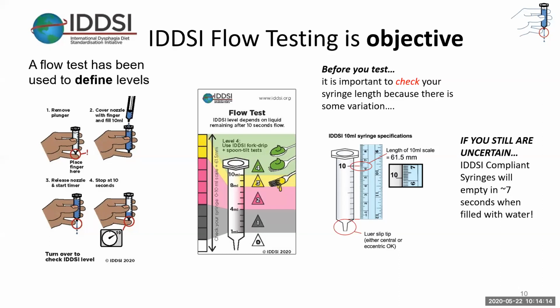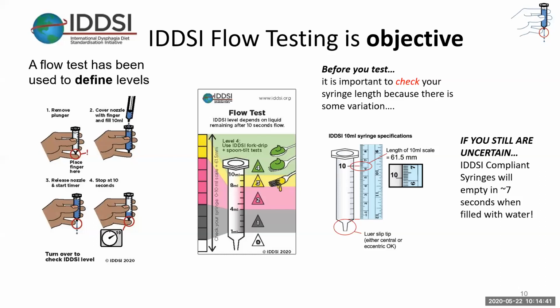This is a handy calibration test you can also use if you suspect the syringe you have is not behaving correctly. The two images over on the left side of this slide are actually the IDDSI flow test card. This is a tool many people have found very useful when implementing IDDSI. The scale printed on the left side of the card is scaled exactly to 61.5 millimeters, so you can check the barrel length just by holding that card right up to it.